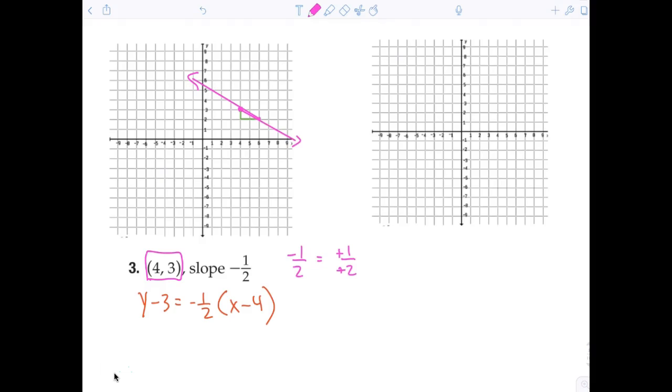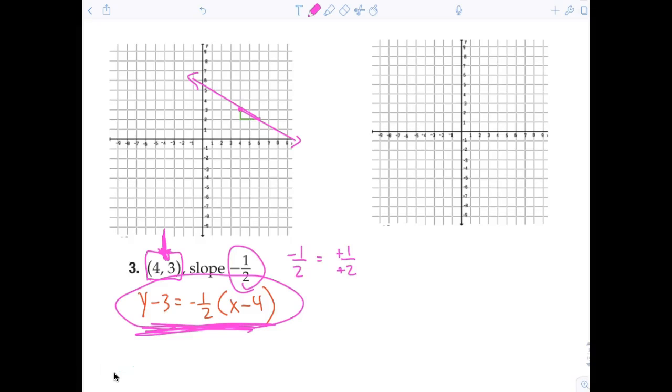All right, Gavin, what are you doing with the x minus 4? I don't know what you mean. The parentheses. That's from the equation. I'm plotting this point right here, and using this slope. I'm not really doing anything. This is just the equation of the line that contains that point and that slope. All right, very important.